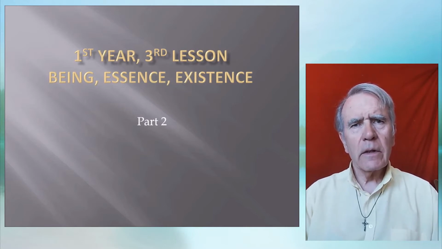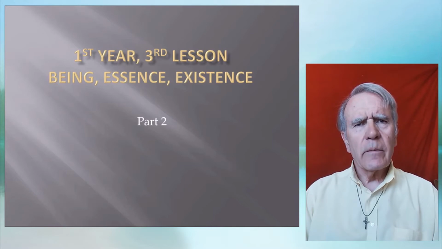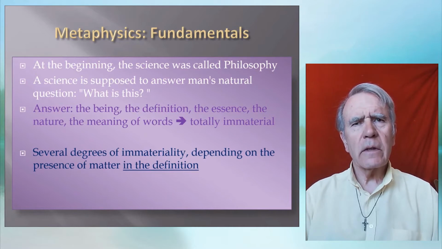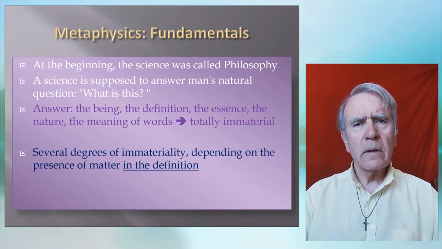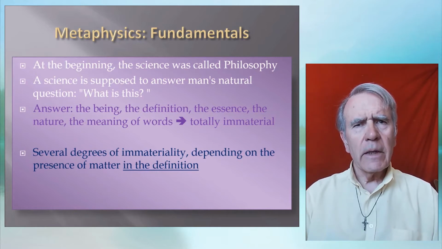Any object of intelligence, the essence, is therefore immaterial. But there are several degrees of immateriality, several ways for the essence to be immaterial, depending on whether matter is included in its definition or not. For example, the object of physics is the corporeal being, and therefore matter appears in its definition, in the essence of the corporeal being, because it is corporeal.